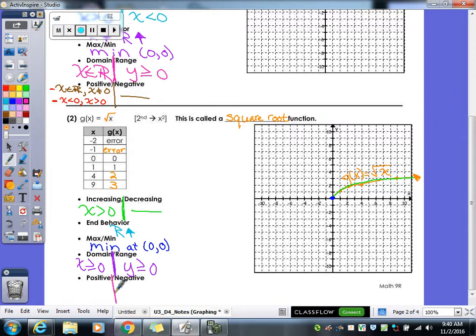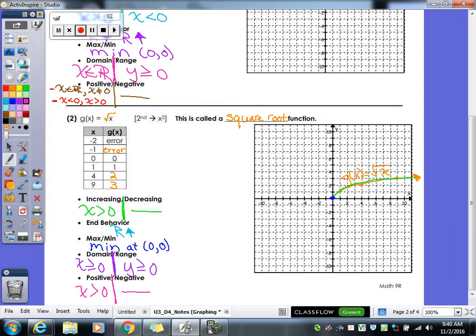Then positive, negative, is our graph ever negative? No. I'm going to put a little line underneath my negative. It's never negative. When is our graph positive? When it's above 0. So when x is greater than 0, our function is positive. Seems like we're starting to get a little bit better with these. That's good.